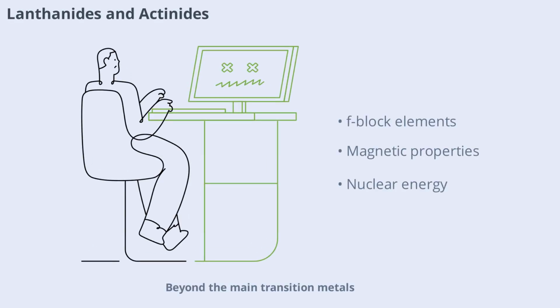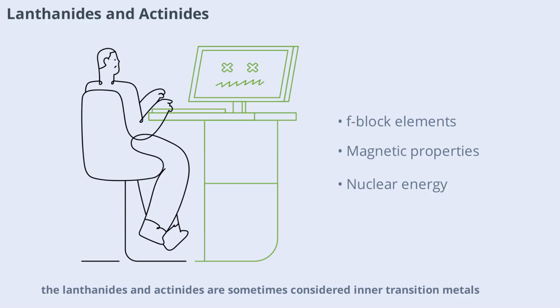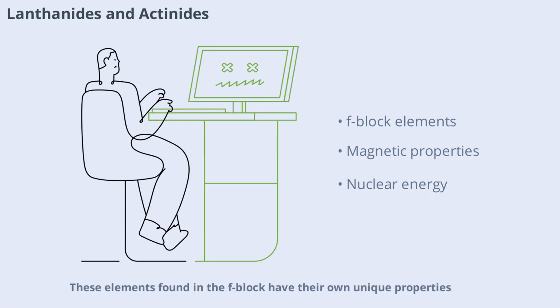Beyond the main transition metals, the lanthanides and actinides are sometimes considered transition metals. These elements, found in the F block, have their own unique properties, such as strong magnetic behavior and radioactive decay. They are important in specialized applications like nuclear energy and advanced electronics.